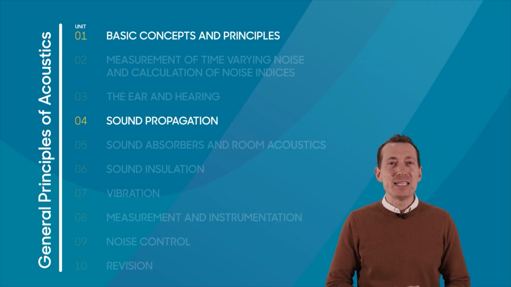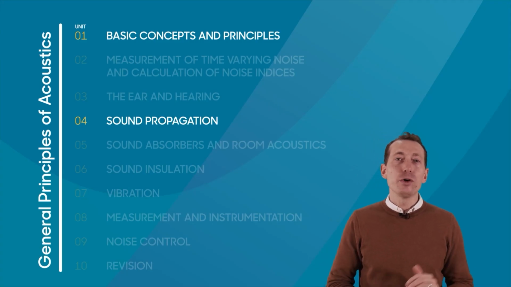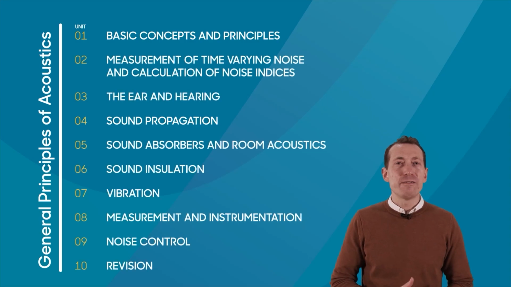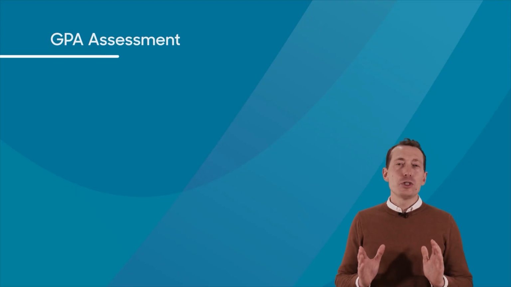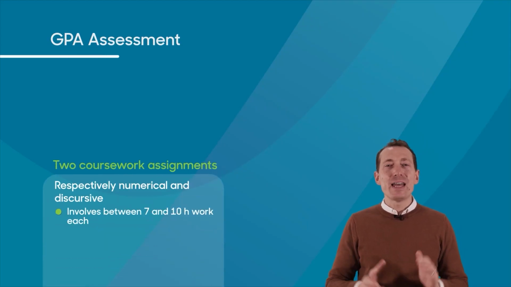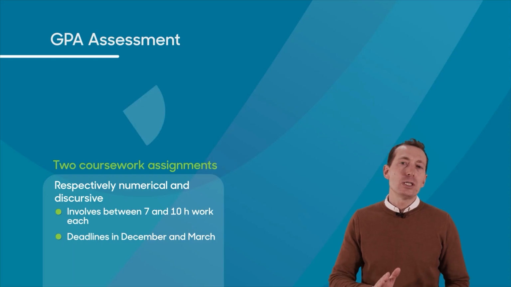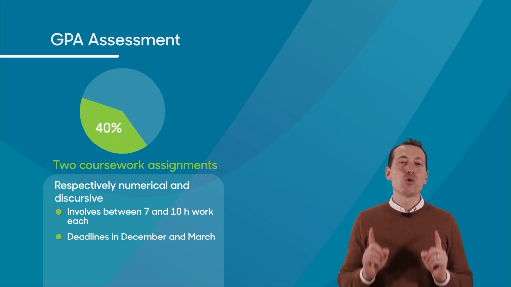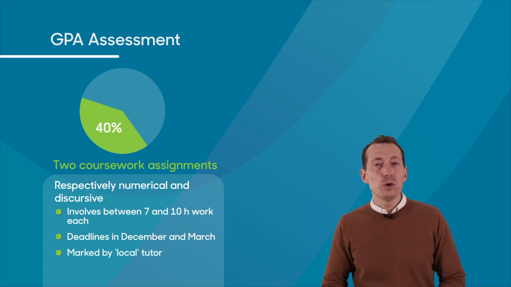Unit 1, on basic concepts and principles, and Unit 4, on sound propagation, are longer than the other units. The detailed syllabus is available on the IOA website. There are 2 coursework assignments, and they have deadlines in December and the following March. These 2 assignments contribute 40% of the final mark for the module. That's 20% each. They are marked by a local course tutor.